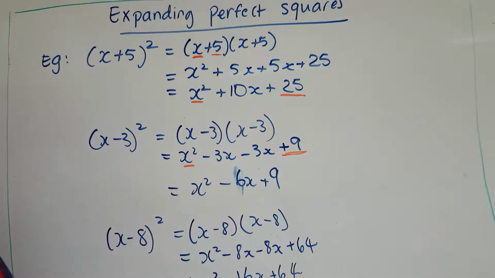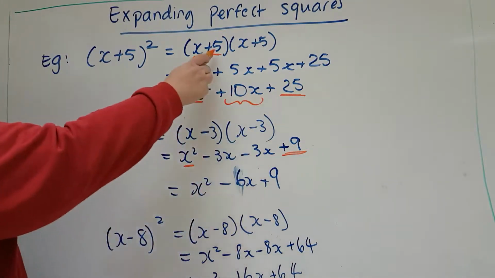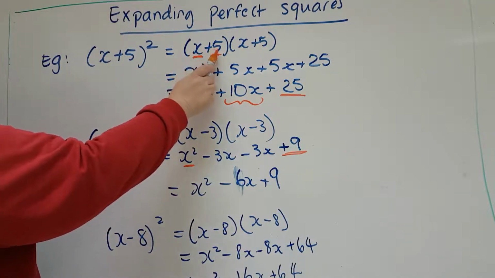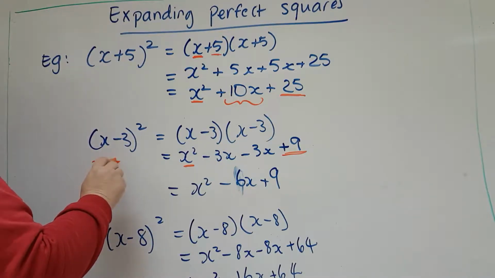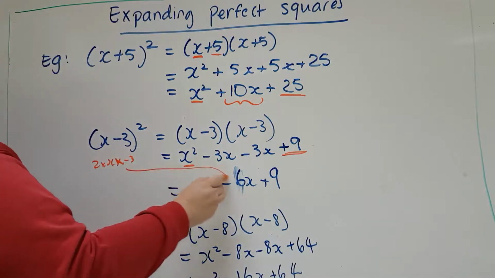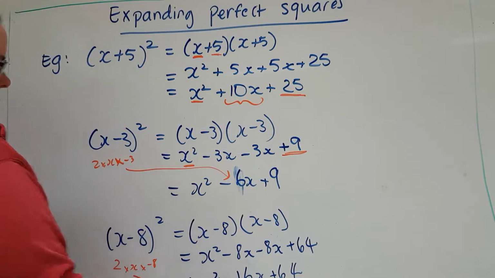And what happens in the middle? You end up with two lots of both terms. 2 times x times 5 is 10x. 2 times x times minus 3 gives me my minus 6x. 2 times x times minus 8 gives me my minus 16x.